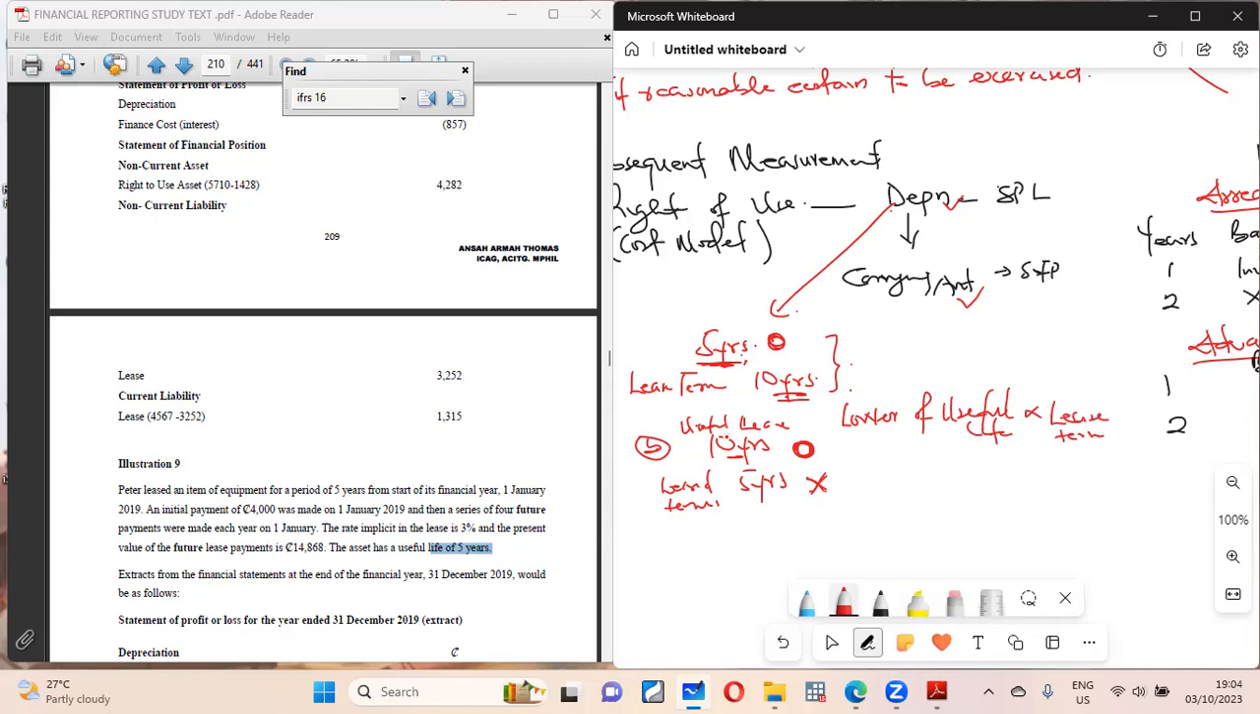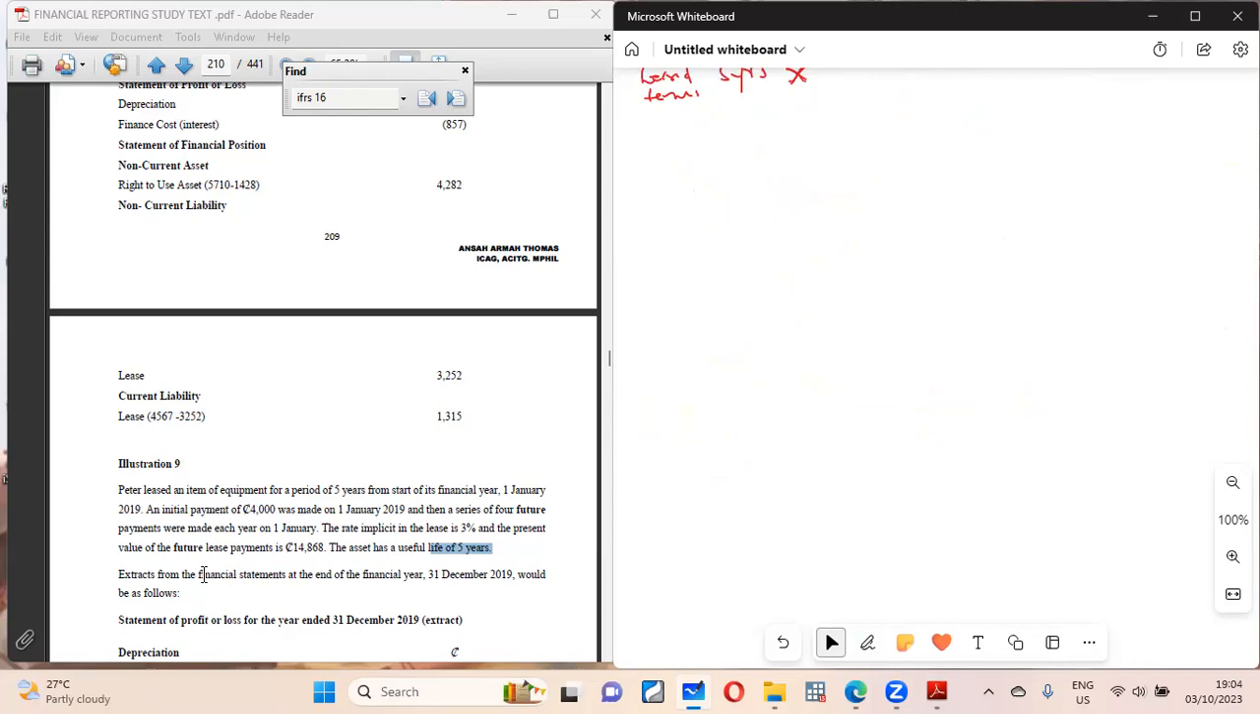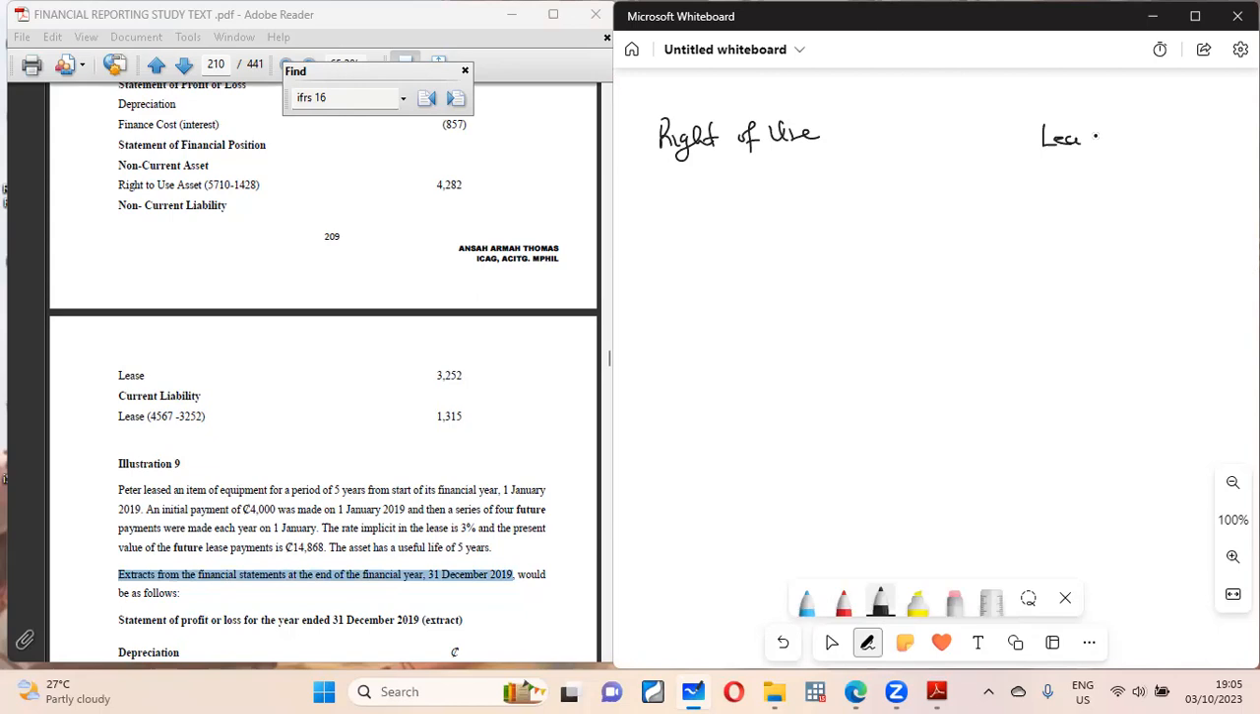Now let's come back to our question so that we can actually close it out. We said we should do the extract for the financial statement as at 2019. We are solving the question. So I said, what do you do first? Initial measurement, which one do you do first? The lease liability. Good. So we have right of use and we have lease liability.